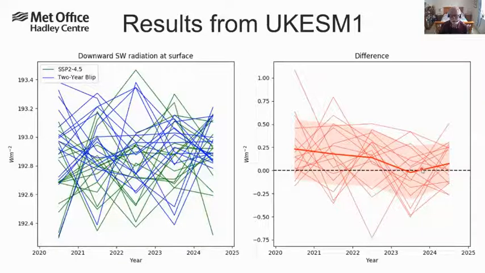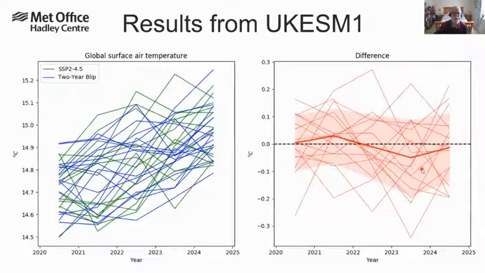And finally, the thing that perhaps you're most interested in, what's happened to the temperature, is the global surface air temperature. Again, you can see the trend for this is to rise, of course, over the next 5 years. But if we calculate the difference between the 2-year blip and the baseline, what we see is a statistically insignificant difference in the temperature. Again, compared to the standard deviation in the ensemble that we've got.